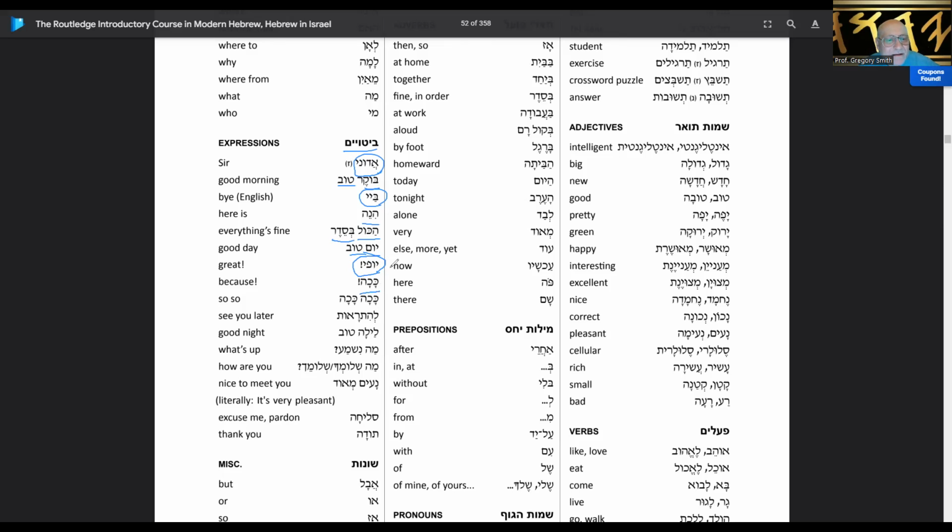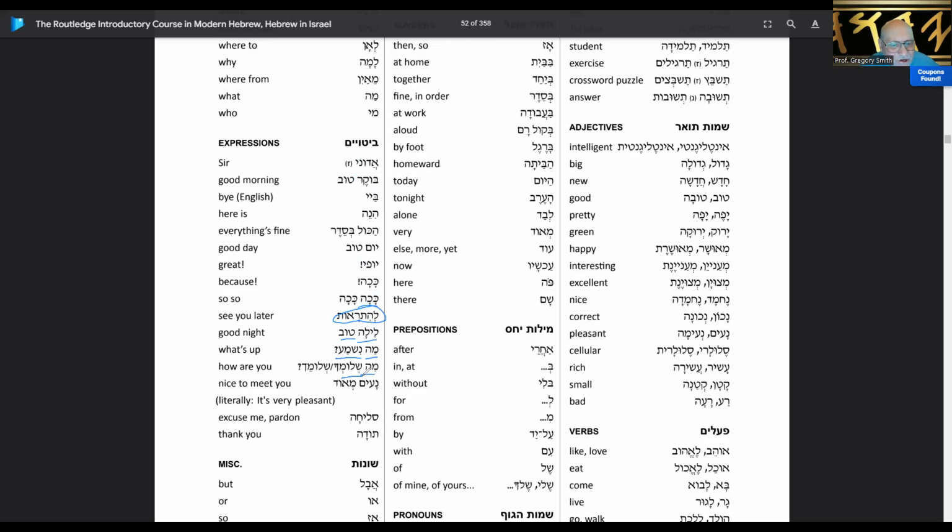Look at this, kacha, because. Let's see here, kacha, so. Lehitraot, oh, lehitraot, that's what that is. It's all one word. Lehitraot. This one right here, lehitraot, see you later. Okay, Layla Tov, good night. Ma nishma, look at that. What's up, ma nishma? A lot of teenagers probably use that one.